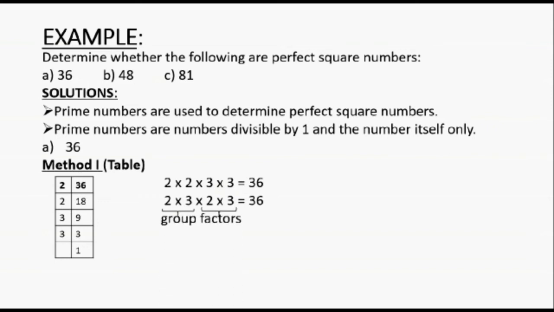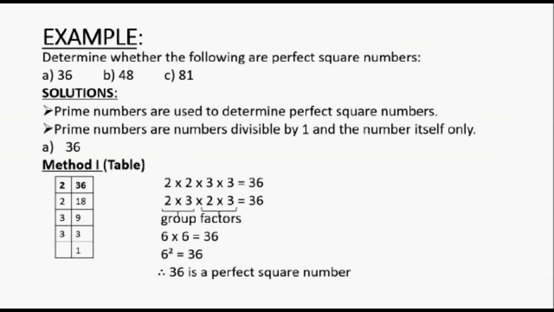So when we group those factors, if you multiply 2 times 3, you're going to get 6. 2 times 3 is giving us 6. So we have an identical factor, which is 6. 6 times 6 is giving us 36. 6 squared is equal to 36. Therefore, 36 is a perfect square number.